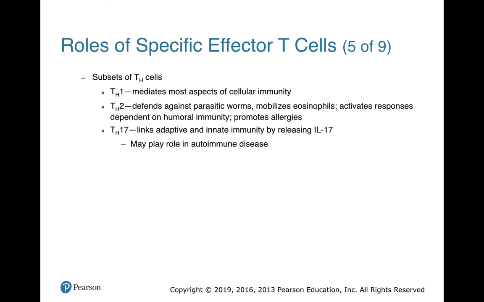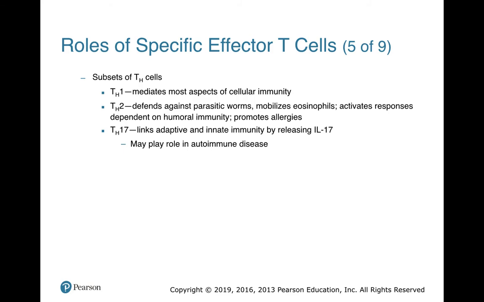There are also subsets of T helper cells. This research has been going on and starting to be better defined. T helper 1 cells, most aspects of cellular immunity, these are the common ones. T helper 2 cells tend to shift things towards the kind of defenses you need for parasitic worms. That would include eosinophils, IgE antibody responses, humoral immunity responses, and because of the IgE nature of a lot of allergy-based antibodies, they probably promote allergies as well.